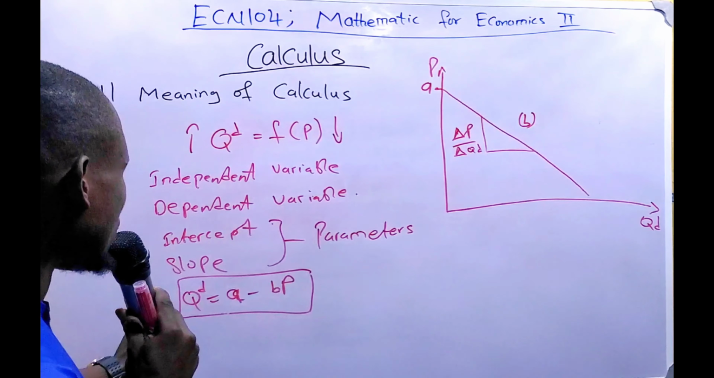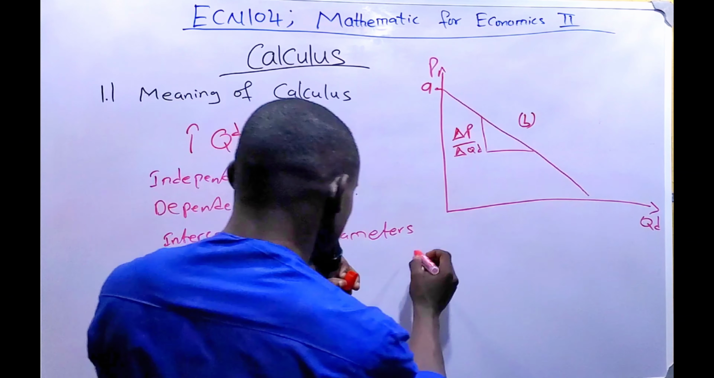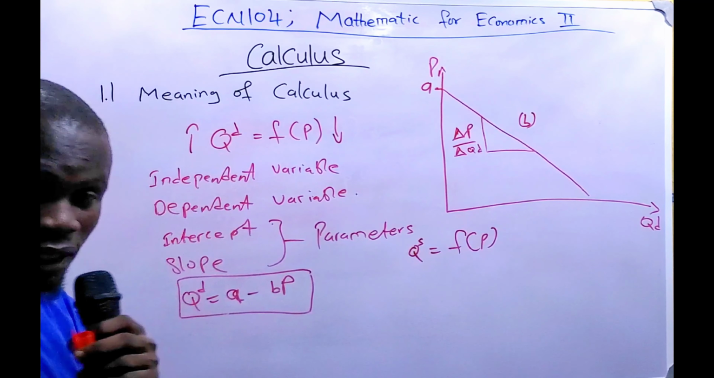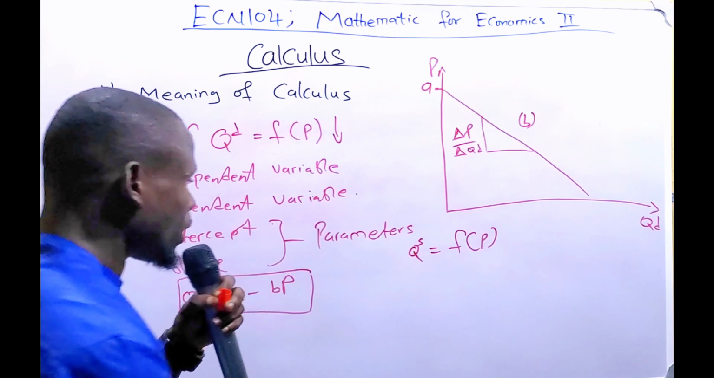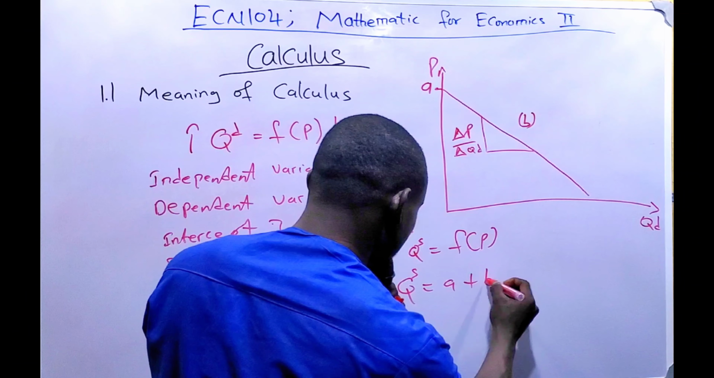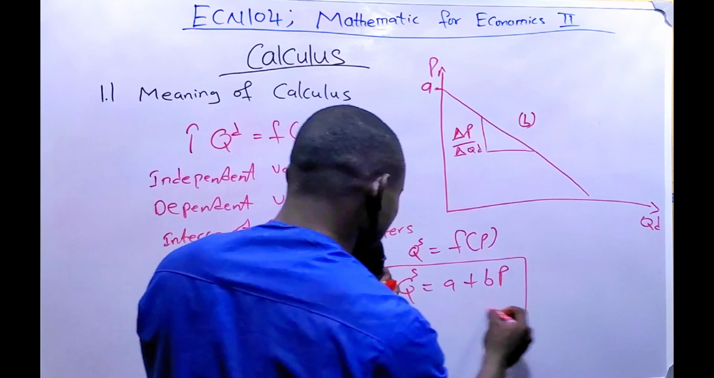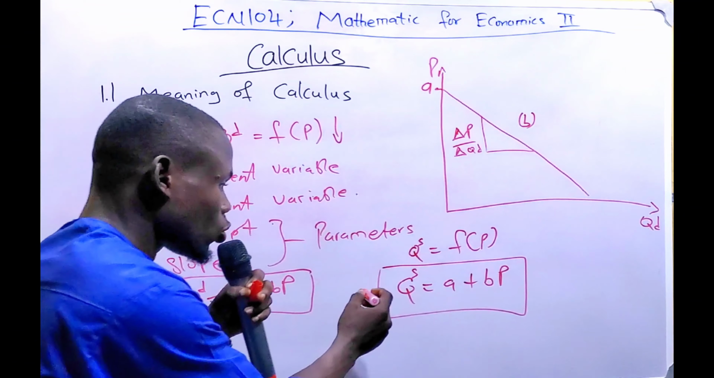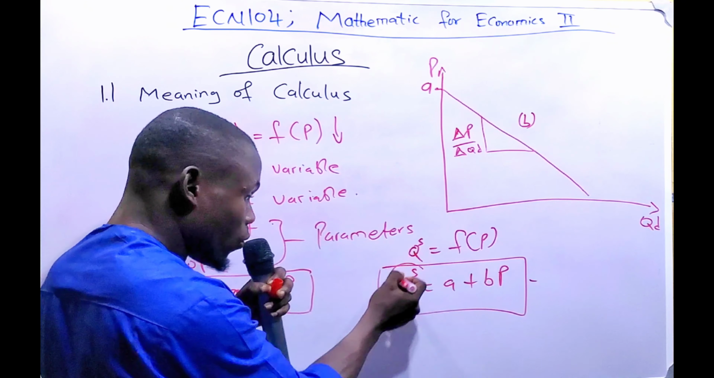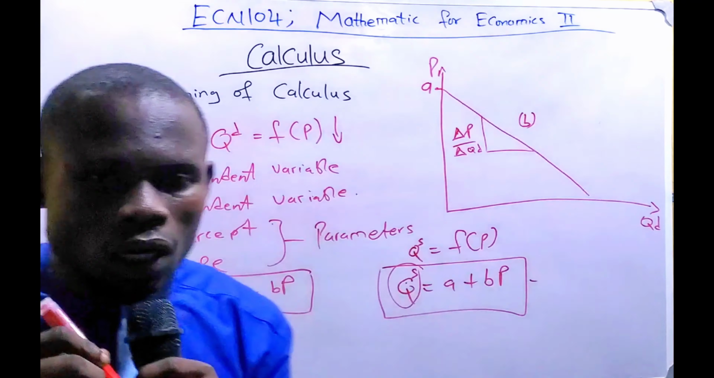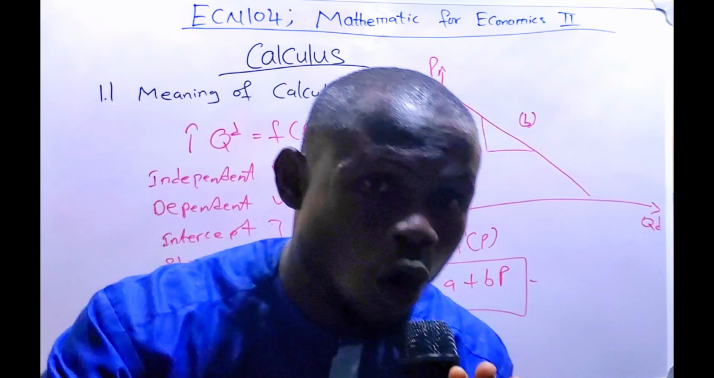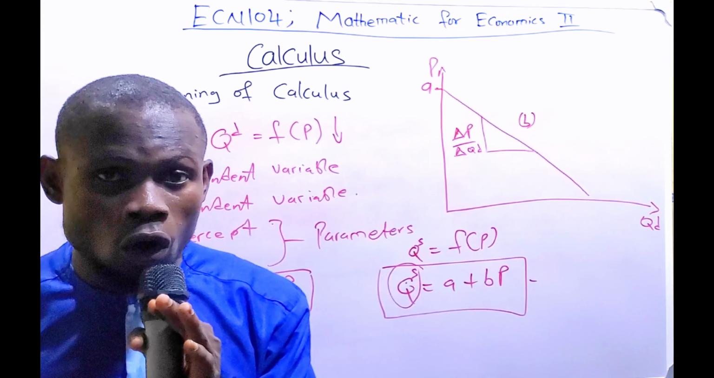So in case we are concerned with quantity supply, Qs is also a function of price. They are positively related. The higher the price, the higher the quantity supplied. So here we have Qs equals A plus BP. Now, the differentiation or integration of this equation with respect to this variable of concern is what we call calculus. So all we are going to do in calculus is to either differentiate or integrate variables of study.